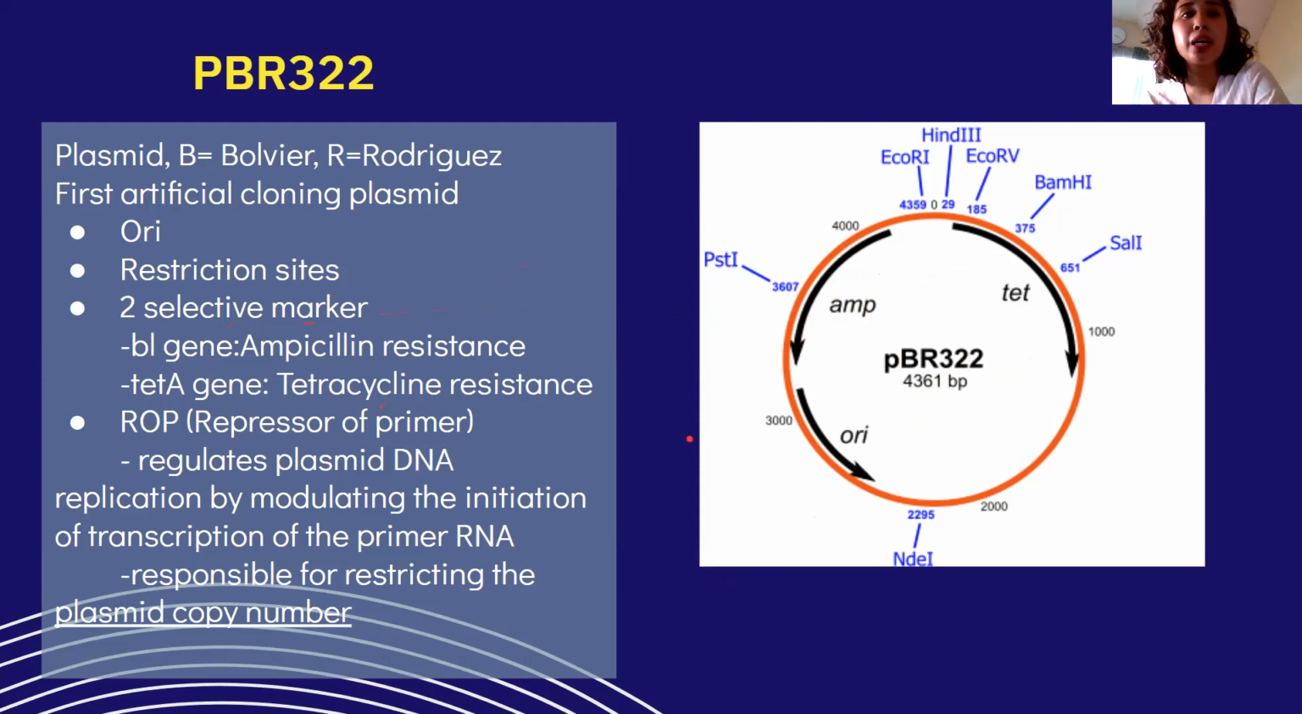And also, it has a repressor of primer, ROP. Yan. So, this one is the one that regulates the copy of the DNA. So, maganda dito sa ROP. Pero, pinalitan ko yung image eh. Yung unang image may ROP. So this one dictates the plasmid copy number, ilan yung copies. Hindi siya mag-o-over ng copy.